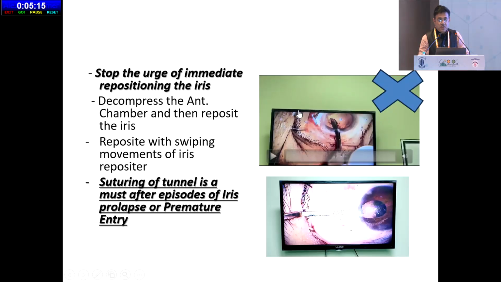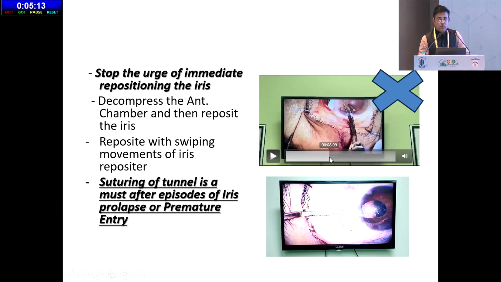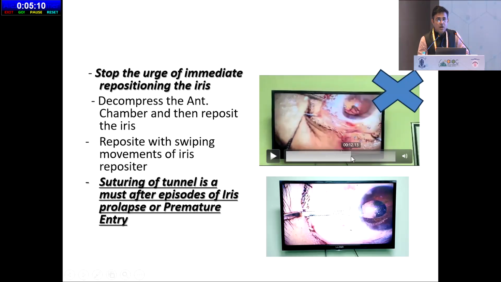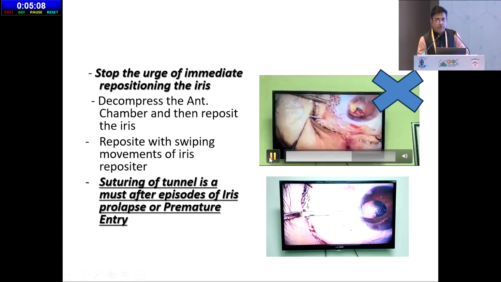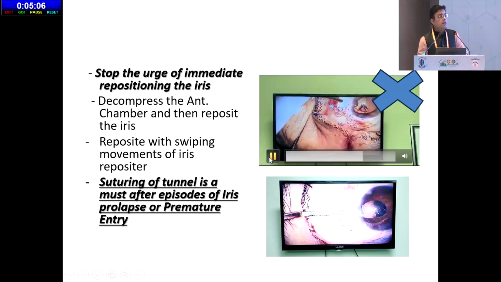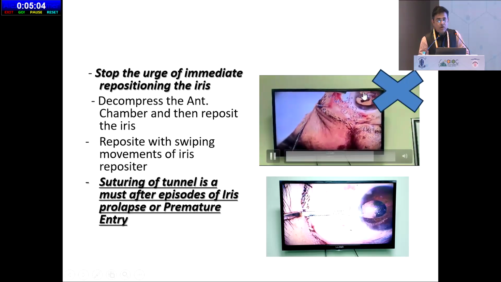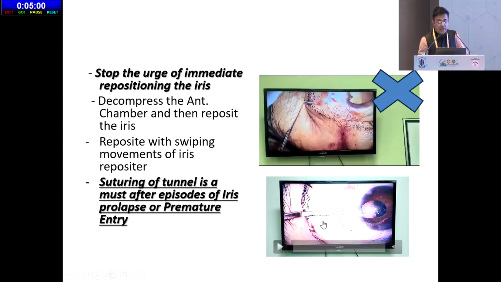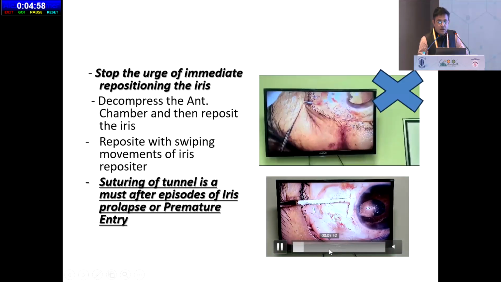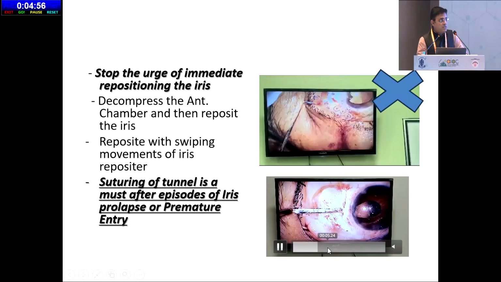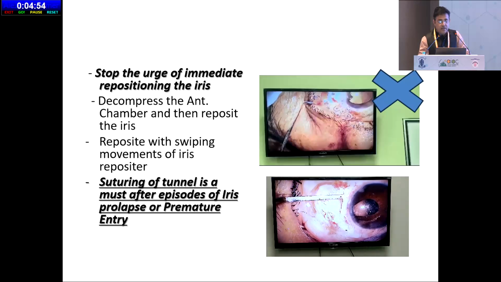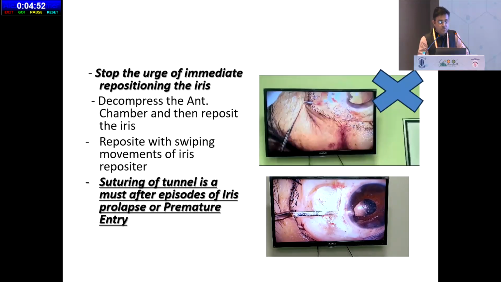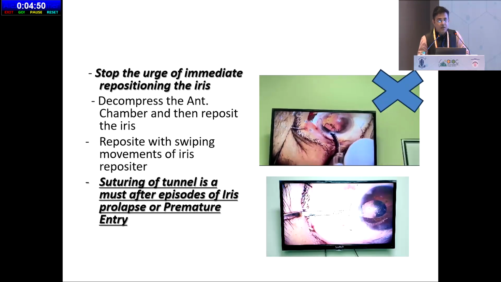This is most important. See, in this video, the surgeon is repositioning the iris with a Simcoe cannula. And this is bad because this can cause trauma to the iris, this can cause iridodialysis. This is not recommended. You can decompress the anterior chamber and reposition with swiping movements. Like in the second video, here the surgeon is repositioning with swiping movements over the iris. Just press over the iris and swipe over it. This is the most recommended method for repositioning the iris.